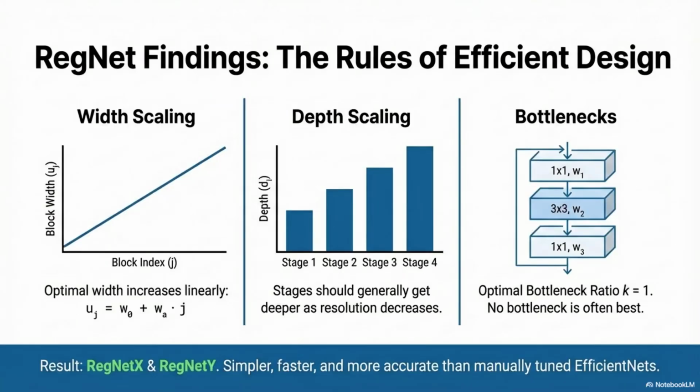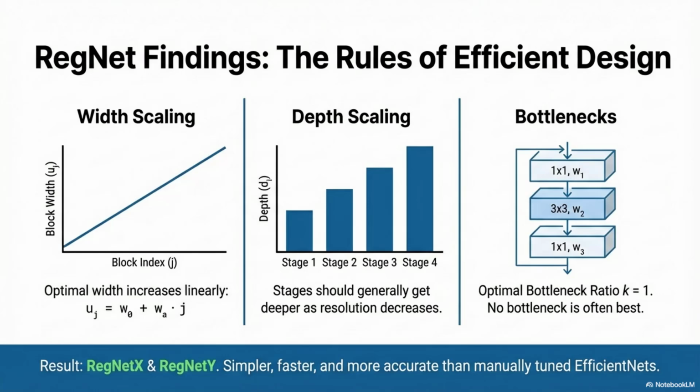And out of all this statistical searching came these beautifully simple, elegant design principles. Things like the optimal network width should increase linearly, the stages should get deeper as they process lower resolution feature maps, and surprisingly, those complex bottlenecks that were used in other models, turns out they were often not necessary. And these rules led directly to the RegNet models, which were simpler, faster, and more accurate than their manually tuned competitors. This brings us to the final and maybe the most practical innovation of all.